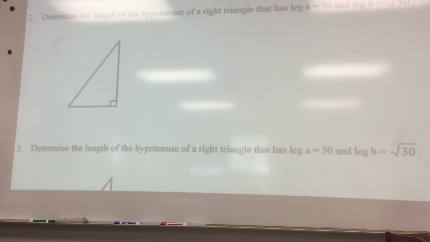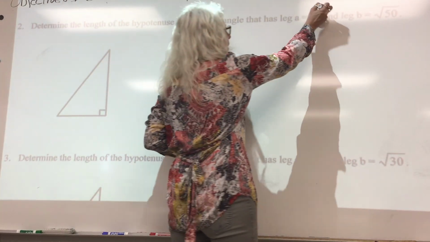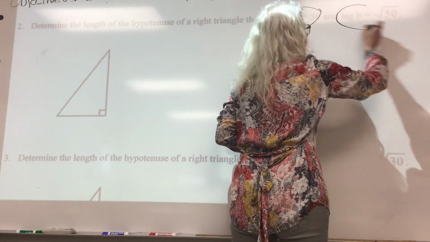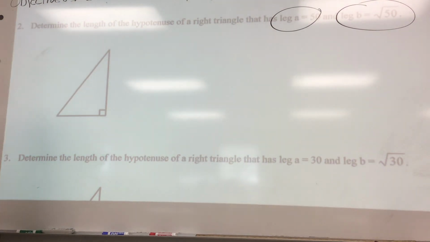Alright, so on number 2, it says determine the length of the hypotenuse of a right triangle that has leg A equals 50 and leg B equals the square root of 50. So which leg, just out of curiosity, is going to be longer, A or B? A. Because the square root of 50 means what number times itself equals 50, so that's got to be lower.